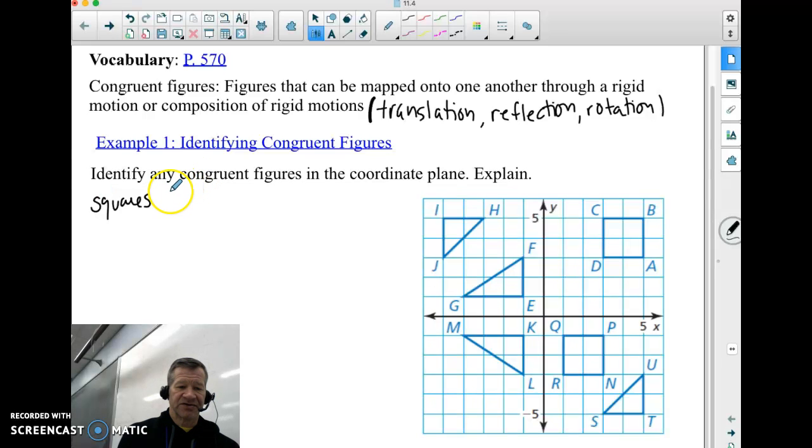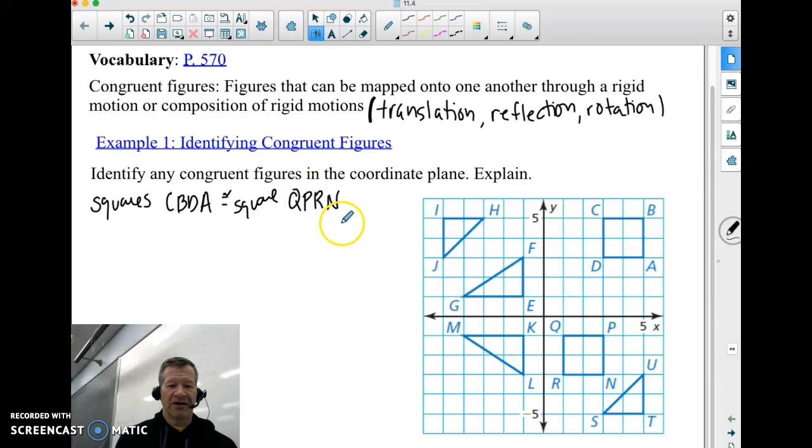congruent to one another. So we could say square ABCD, naming the vertices, is congruent to square QPRN. It looks like all we've done is maybe slide this 2 to the left and then down 1, 2, 3, 4, 5, 6. So it just looks like it's been translated.